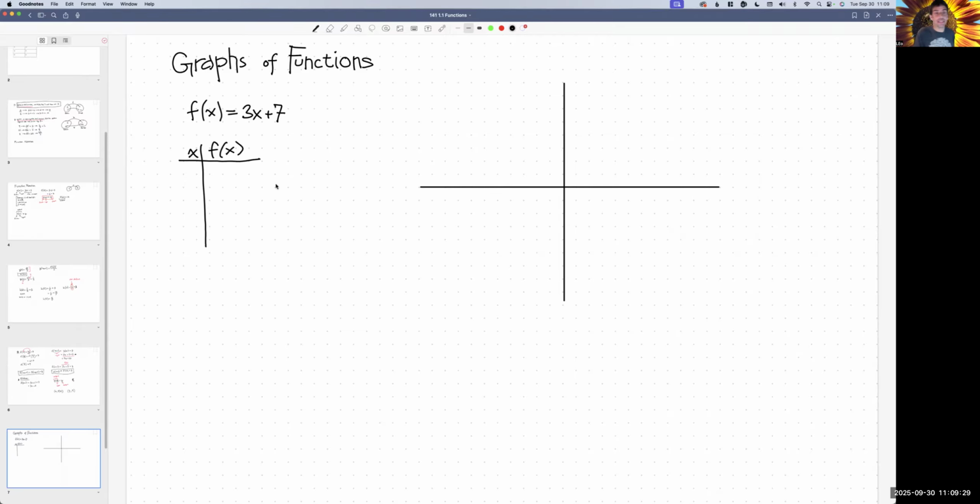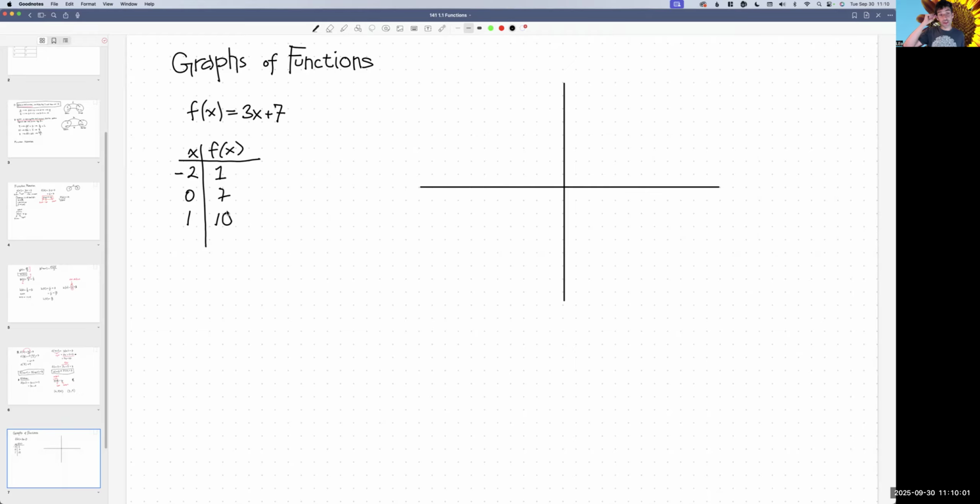Another way that we can display a function is in a table. So if I just put in a couple of values, like if I put in -2, we can evaluate the function and see that we get 1. Let's put in 0 to get 7. Let's do one more. If I put in 1, the output is 10. Again, this has the advantage that we get to explicitly see the assignment.